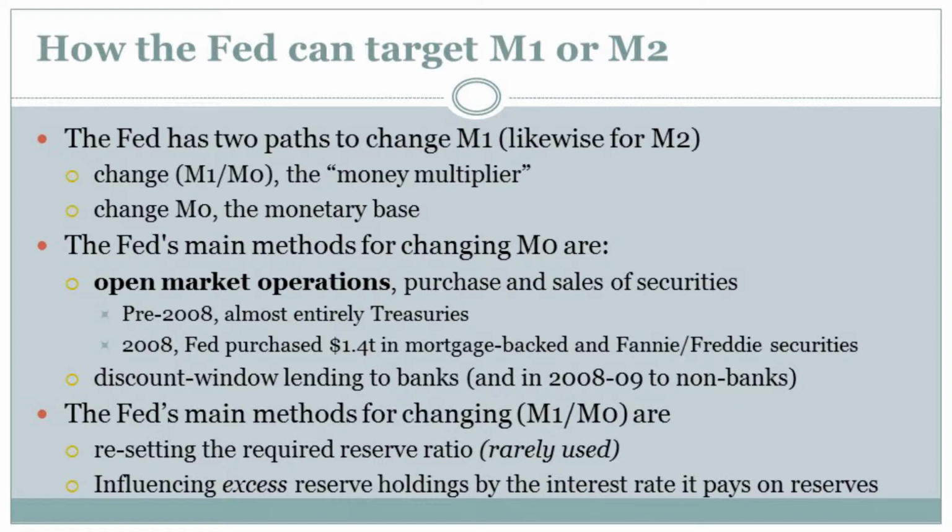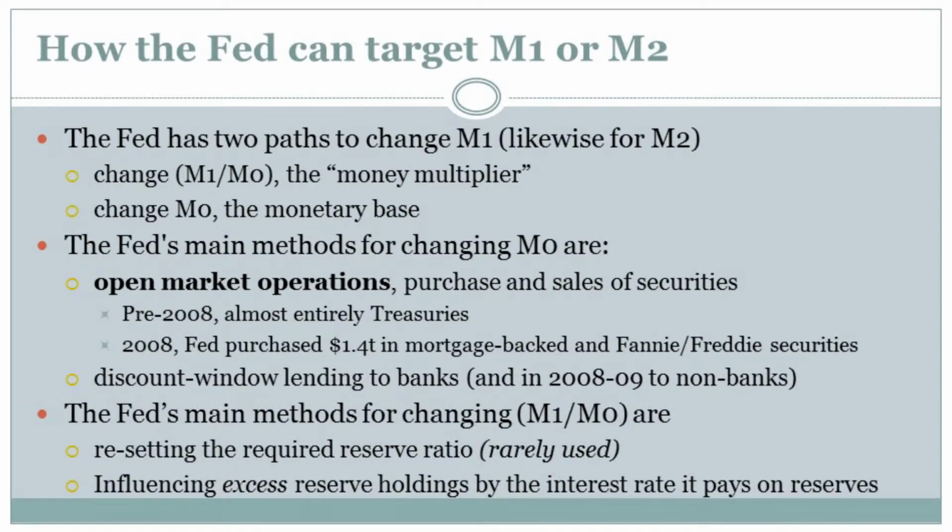They can also increase the base by lending to banks, and they did a lot of that during the financial crisis. That's pretty much been unwound. But the purchases of mortgage-backed securities have not been unwound, and the purchase of massive amounts of treasuries have not been unwound. So the Fed now has a very expanded balance sheet. Right? It used to be a little over $1 trillion, and now it's $4 trillion.